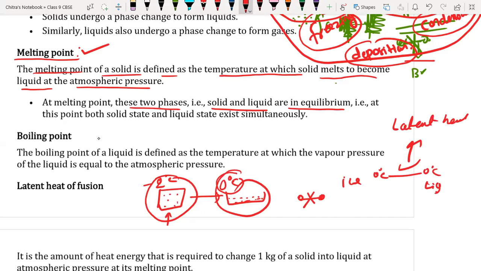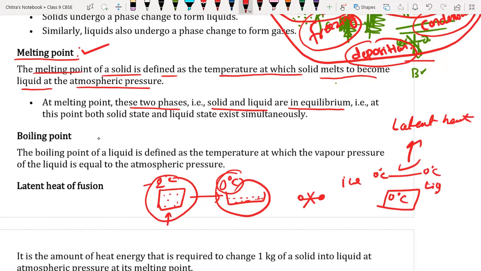Latent heat. So that 0 degrees Celsius temperature is the equilibrium temperature between solid and liquid. Understood, everyone? The temperature remains constant during latent heat, which means the heat energy is absorbed. We are going to understand first what is latent heat.